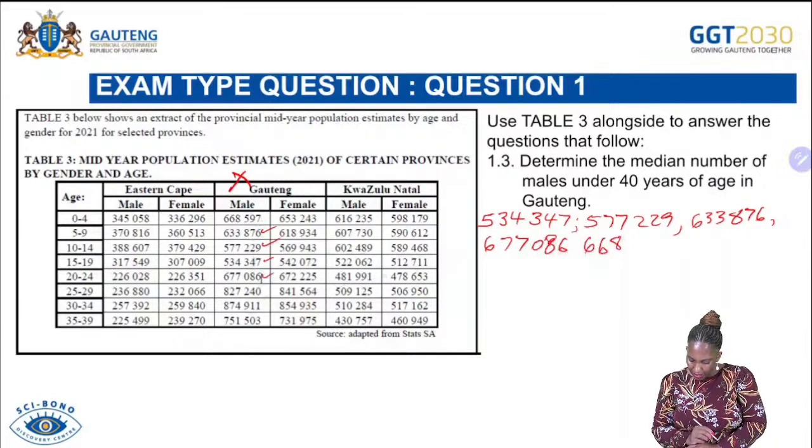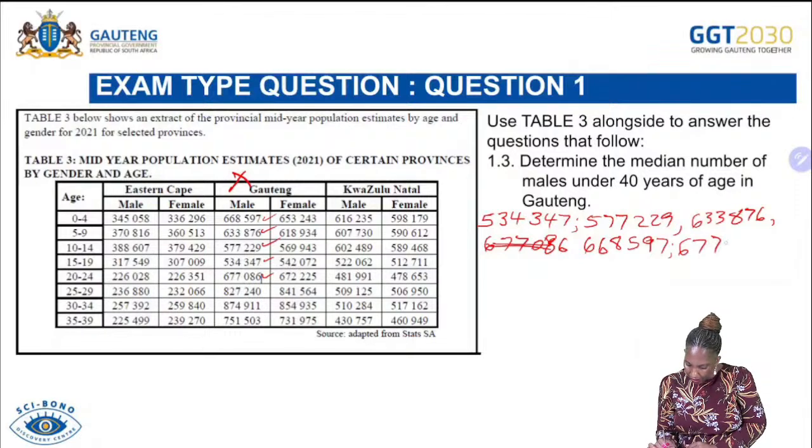668. Boys and girls, can you see the mistake that I made here? Here I've got 667. I've already ticked 667, and then the 668 comes before, so it means this one will fall off. We have the 668,597, and then that's when we can have the 677,086. So it's so easy to make mistakes when you do this, boys and girls.